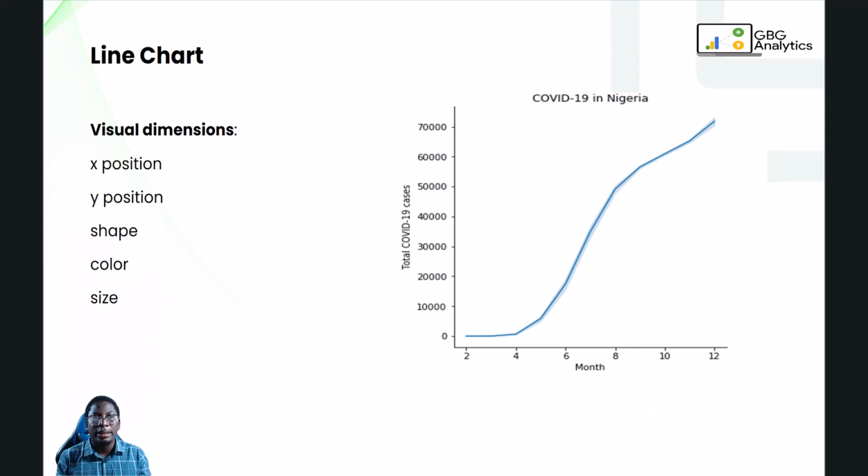In a line chart, we have the following visual dimensions. We have the x position, it is always represented in time. Then we also have the y-axis, that is what will be here. Then we have the shape. The shape could be how you want this line to be represented. We have the color. As you can see here now, the line chart is having a blue along its line. Then we also have the size, that is how thick you want this line to be.